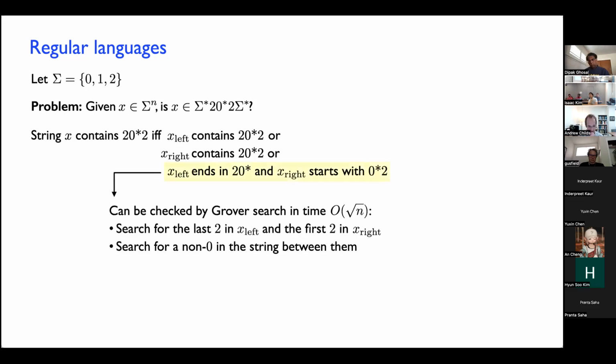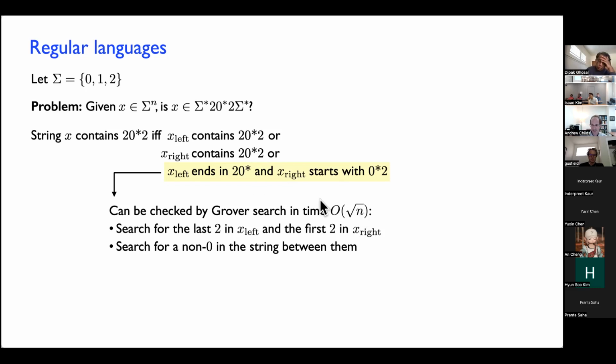Okay, so what is the cost of doing this? Well, these subproblems we're just going to solve recursively. But this is the extra work that we might have to do. It turns out that this is something you can do pretty straightforwardly with quantum algorithms that take big O of square root of n time. You can do that because basically you can use Grover search. You can search for the last 2 in the left part of the string and the first 2 in the right part of the string. Then you can use another Grover search to see if it's really the case that it's a string of zeros connecting those things. That would have to be the case for you to be in this third case where the 2 followed by the zeros followed by the 2 is bridging the left half and the right half.